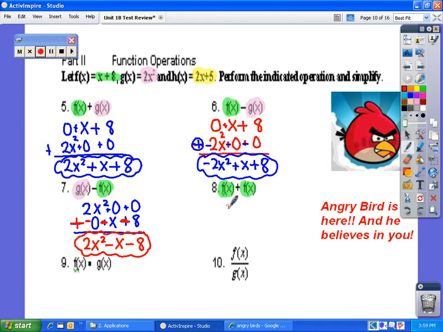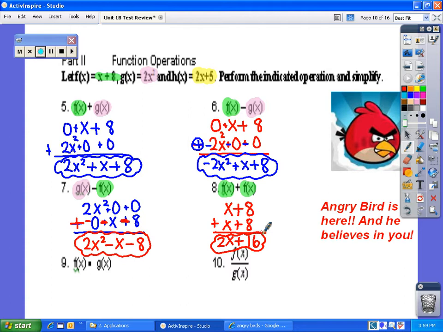Alright, now we have f of x and f of x, which means we are just doubling our x plus 8. So x plus 8 plus x plus 8. We don't need any placeholders, no zeros, no leave change. And we're left with 2x plus 16. Now your review said state the domain and range. You only have to state the domain and range for division. So I hope that you guys didn't think that you had to do it for every question.